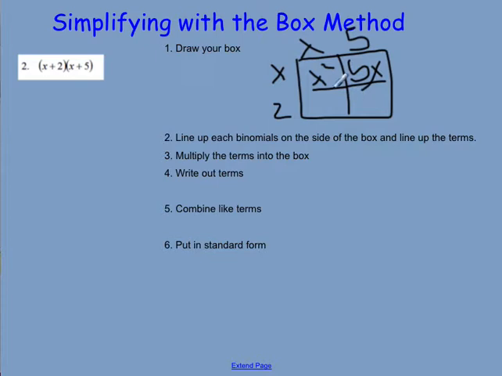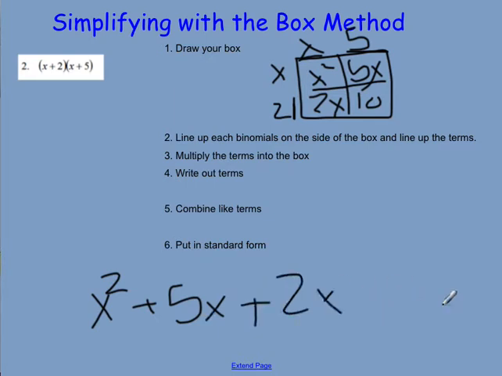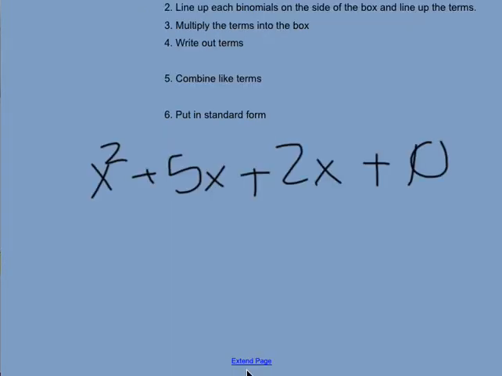So notice how I'm multiplying into the box. I'm taking this column and this row and multiplying them together. So x times 2 is 2x. Lastly, this column is 5, this row is 2, and 5 times 2 is 10. So let's go ahead and write out our terms. So we have x squared plus 5x plus 2x plus 10. Okay, so now what we need to do is combine those like terms.